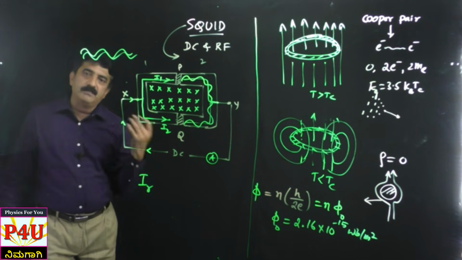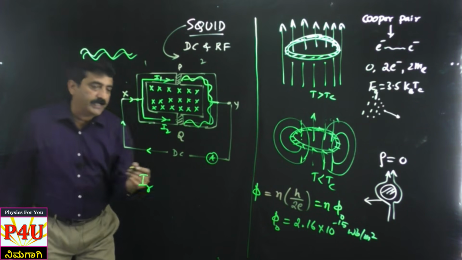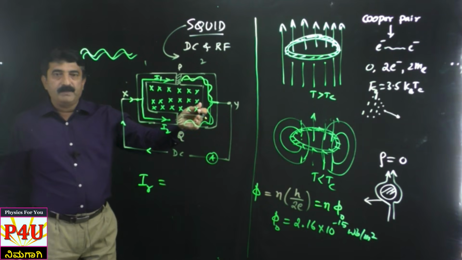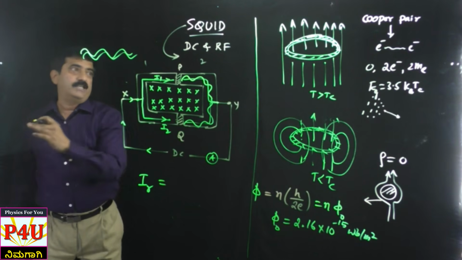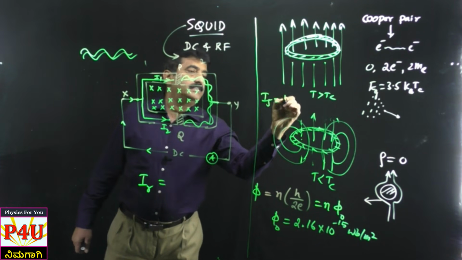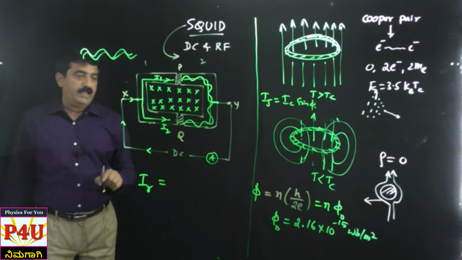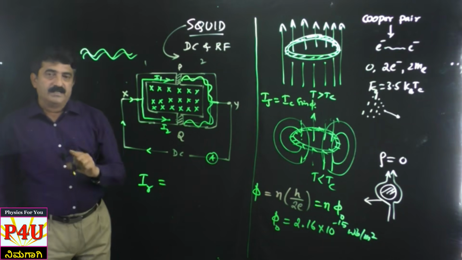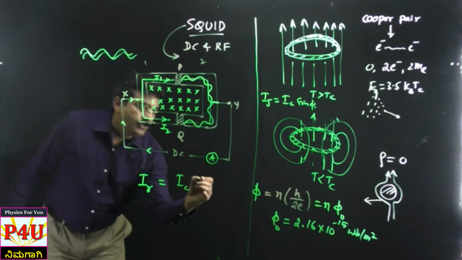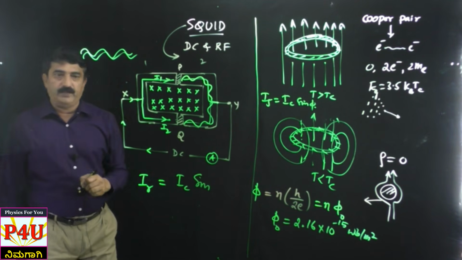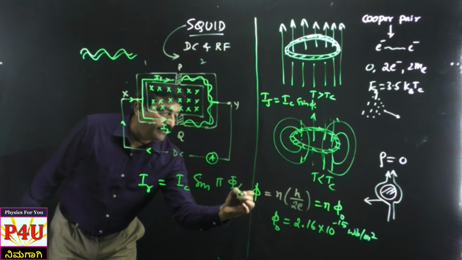Cooper pairs are nothing but flow of charges. Whenever they flow, they constitute current, and that current I already mentioned in the previous case, that is the Josephson effect. IJ is equal to IC sine phi, where phi is the phase difference introduced. Now I write the resultant current. The resultant current is equal to IC, that is some constant current, into sine of, dear students follow carefully, pi into phi divided by phi naught.